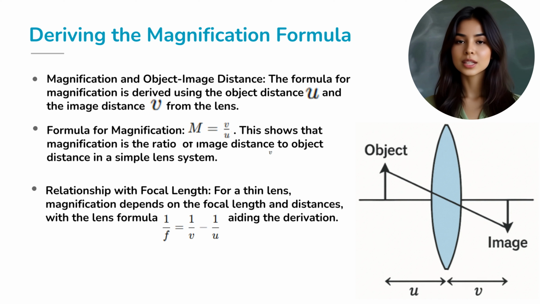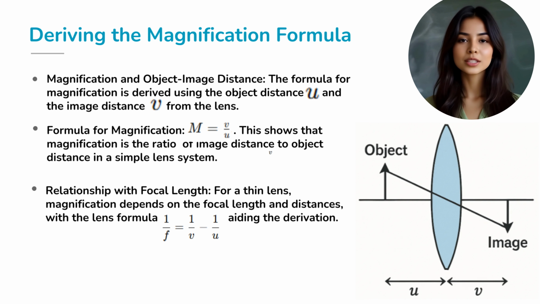So, magnification can also be expressed as the ratio of image distance to object distance. In other words, m equals v divided by u. This tells us how much bigger or smaller the image appears compared to the object. If v is larger than u, the image looks magnified. If v is smaller, the image looks diminished.